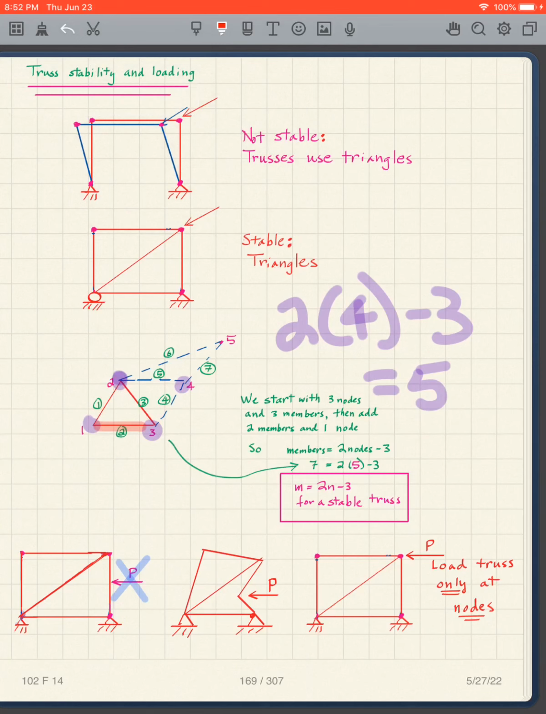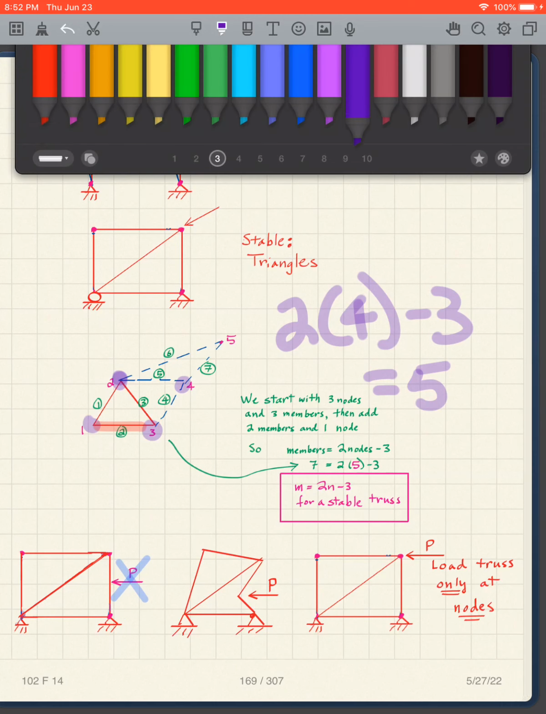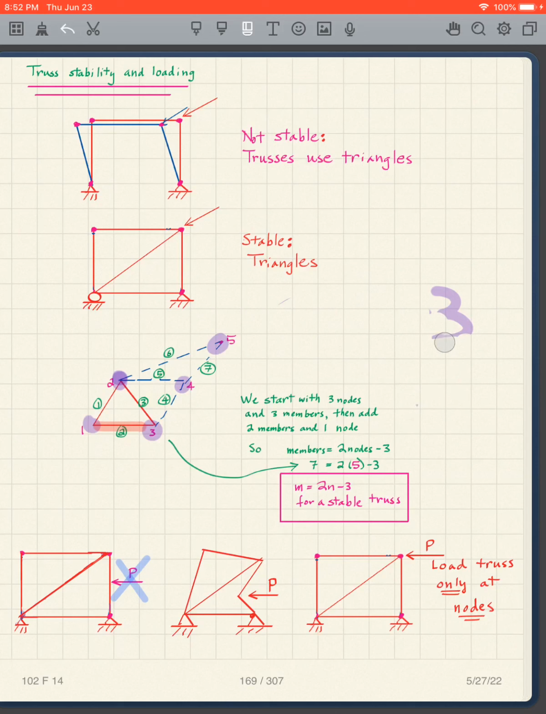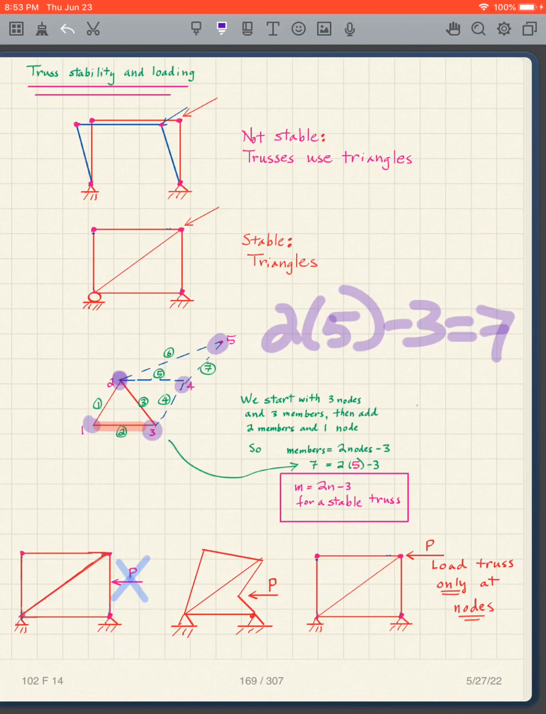I can go even farther than that by adding another triangle here. I would have one more node, so now my equation would be 2 times 5 minus 3, so that's 10 minus 3, which is 7. Is that the number of members that I have? Let's check it out. The number of members is 1, 2, 3, 4, 5, 6, 7. So the answer is yes. That's the number of members, and that tells me that I have a stable truss.